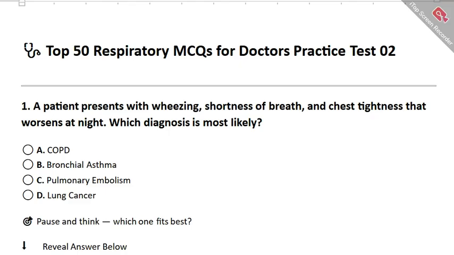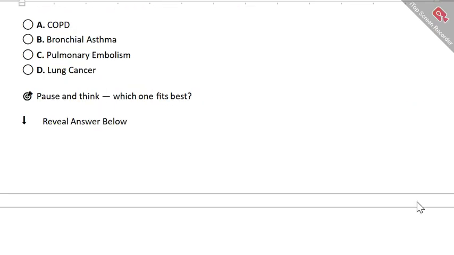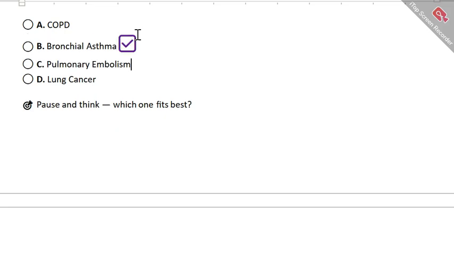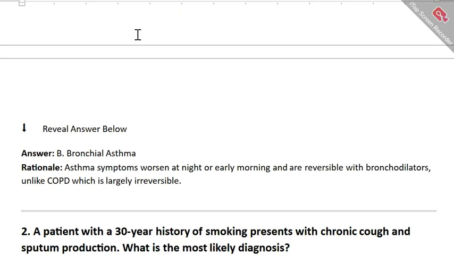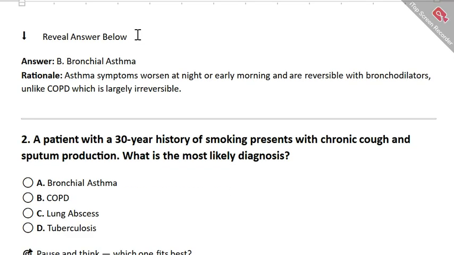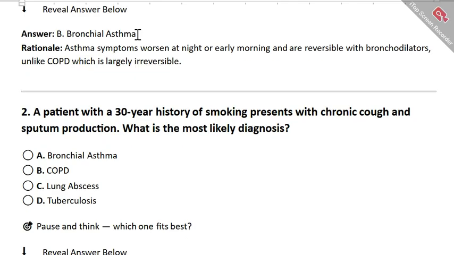A patient presents with wheezing, shortness of breath, and chest tightness that worsen at night. Which diagnosis is most likely? Pause the video for 4 seconds and do your selection, please. In this scenario, the correct option will be option B, bronchial asthma. You can also read the rationale if you want to get more knowledge related to the question. Let's move to the next question, which is question number 2.